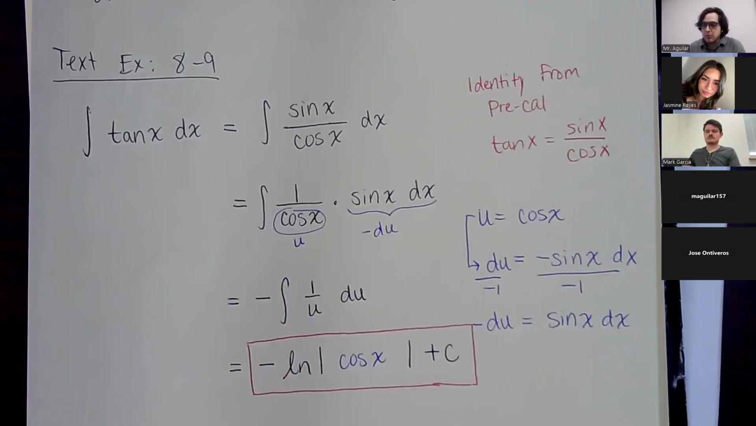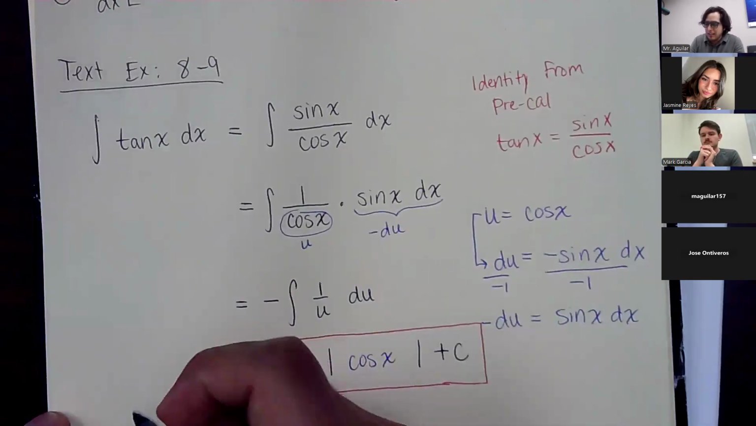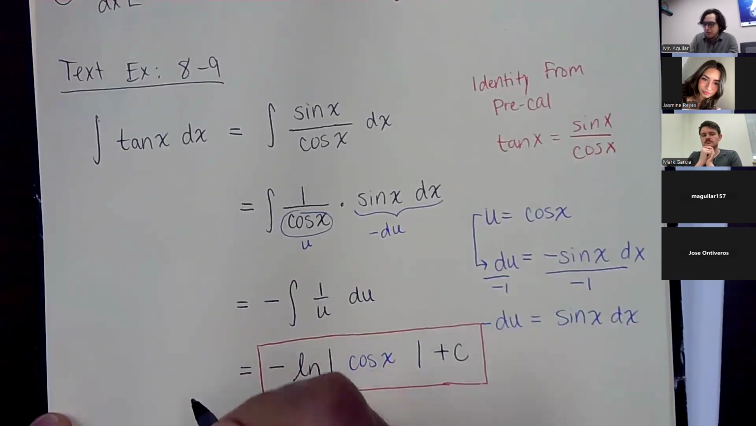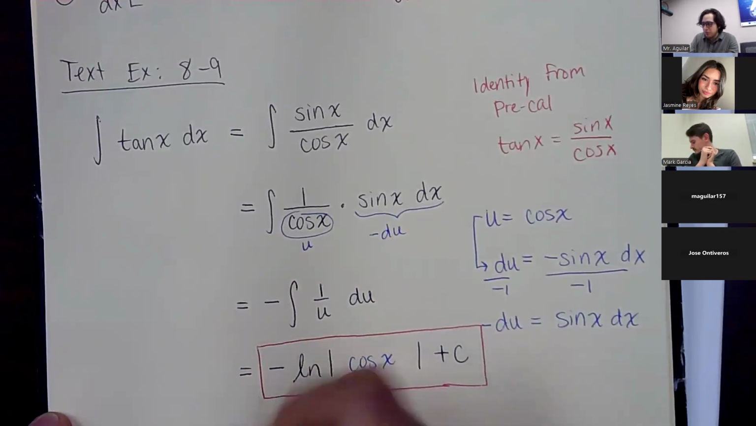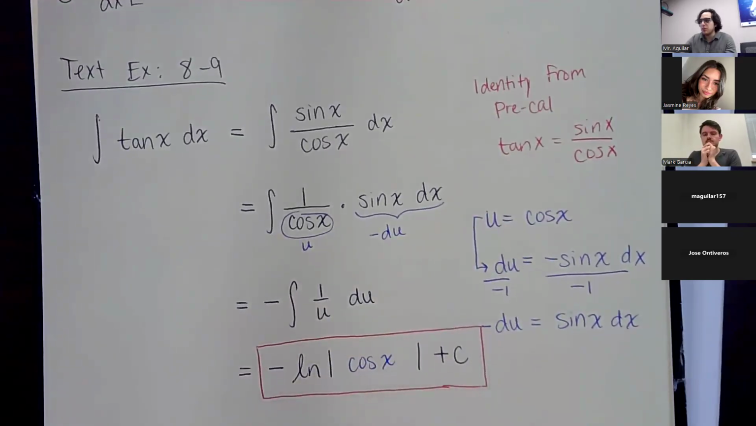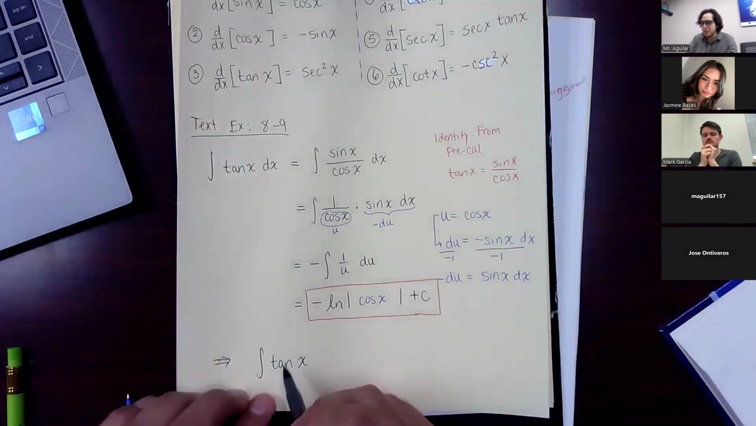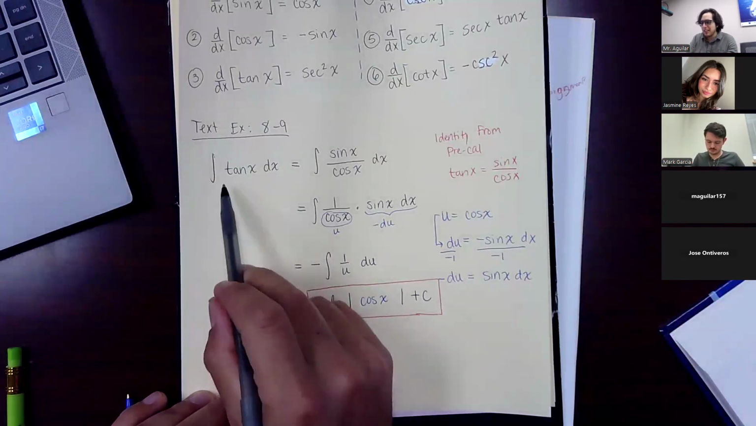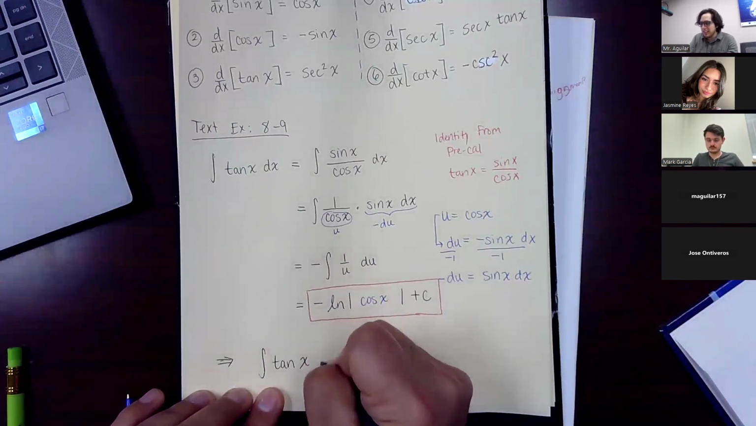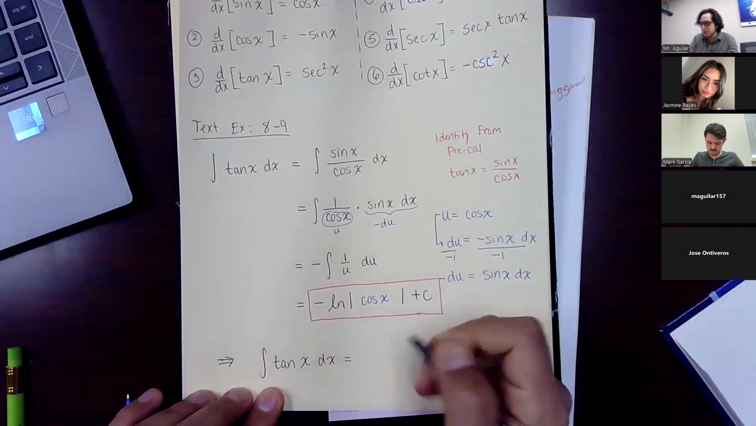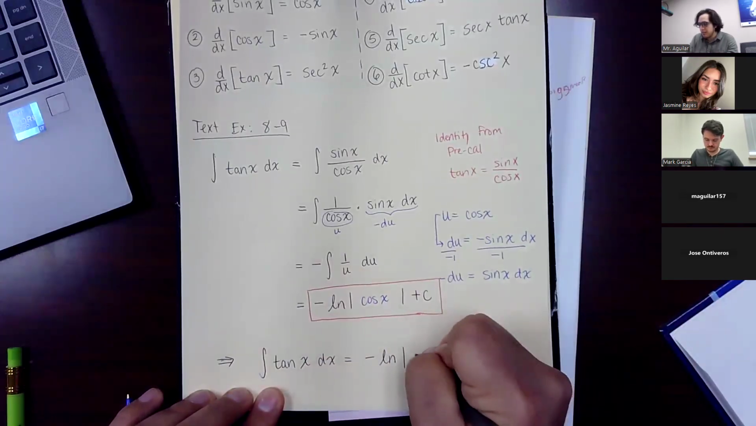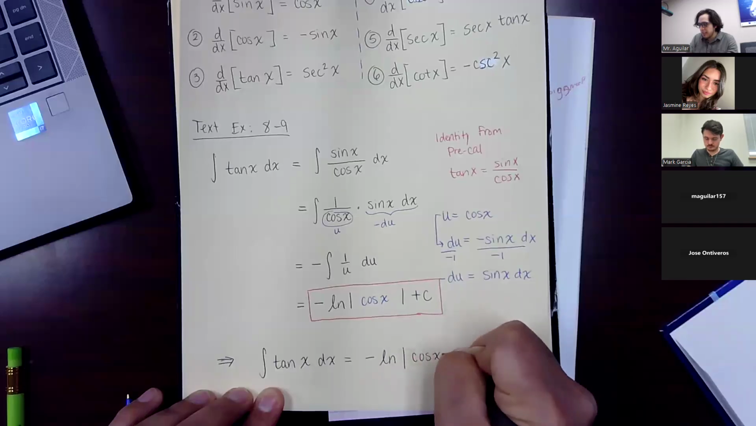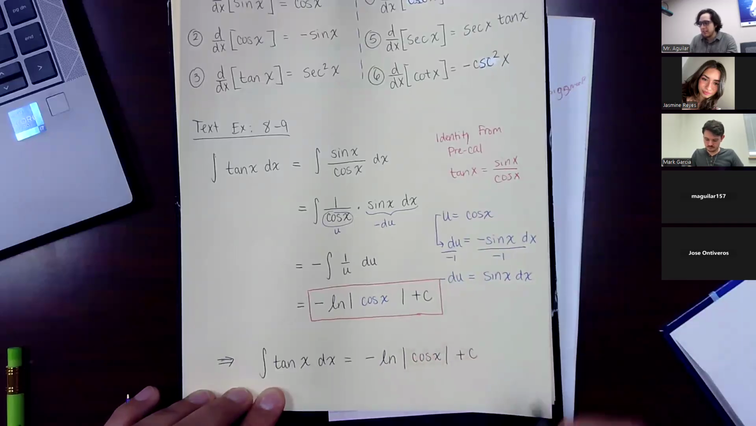But also, that's what's really nice about this, is that it gives us our first integration rule for a trig function, right? So now we have this rule that the integral of tangent x dx is equal to the negative natural log of cosine x plus c.